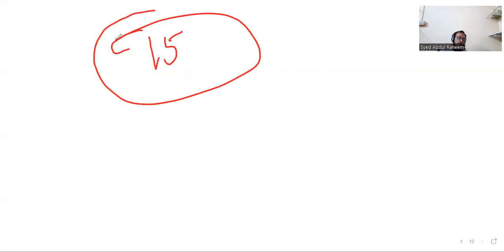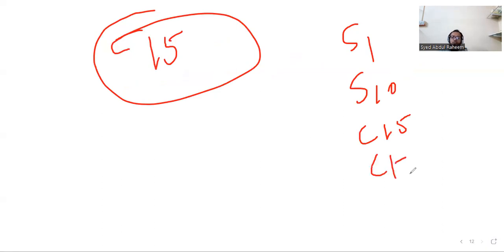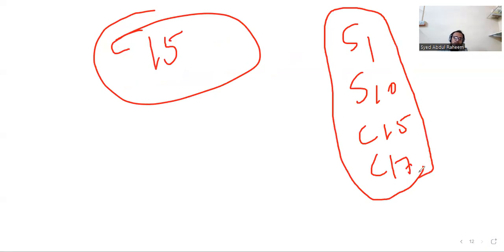Next, we have C15, a very important remedy. We have three best remedies: S1, S10, and C15, and another one is C17. So these are the four best remedies in the whole group of 38 remedies. S1 we studied, S10 we studied, C15 now we are studying. After C15 we have C17. Then we will complete the whole C group.